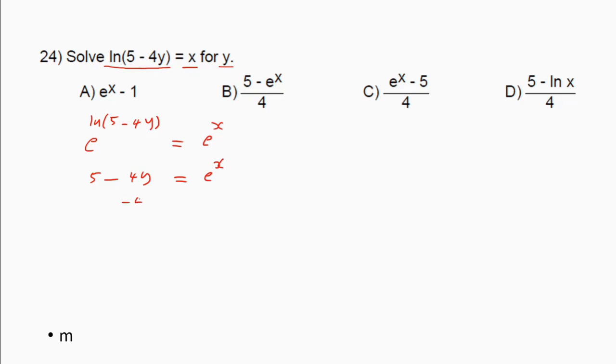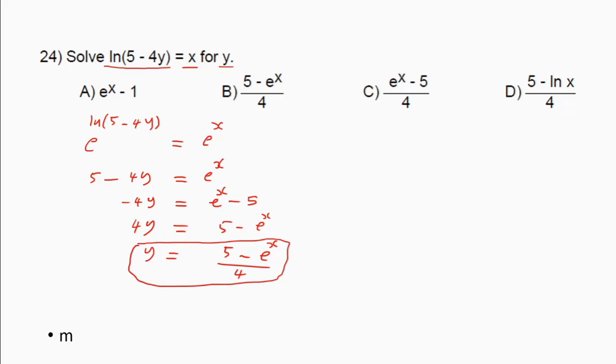Minus 4y will be equal to e to the x minus 5. Let's multiply each side by -1. If we multiply each side by -1, we get 4y equals 5 minus e to the x. Now divide both sides by 4, and we get y equals 5 minus e to the power x, divided by 4. So this is the solution, which is answer number B.